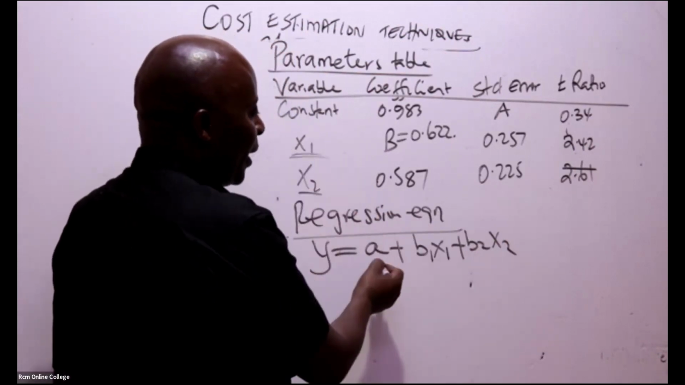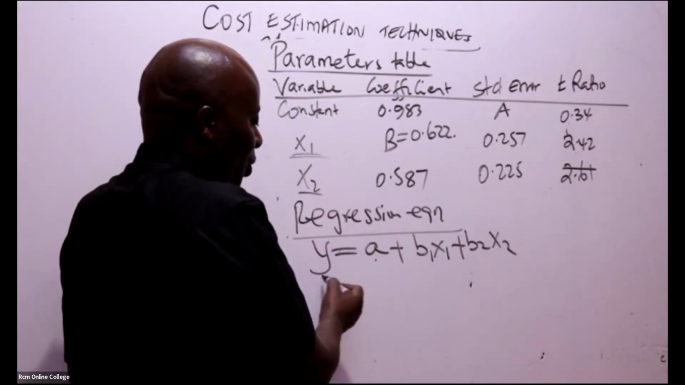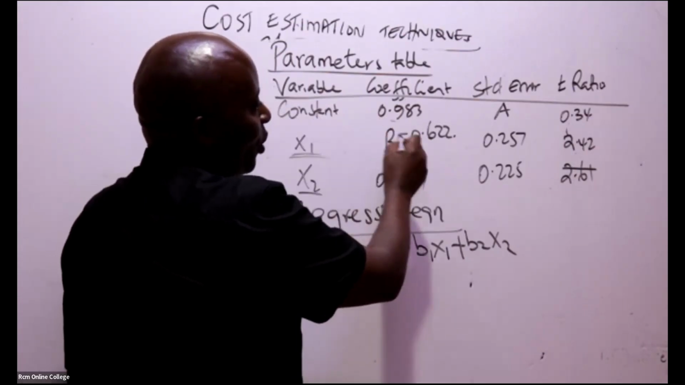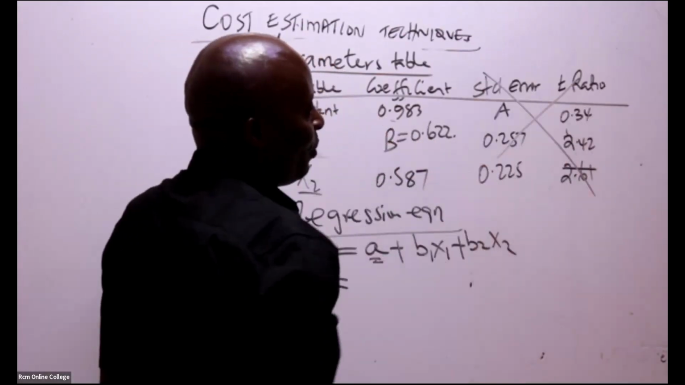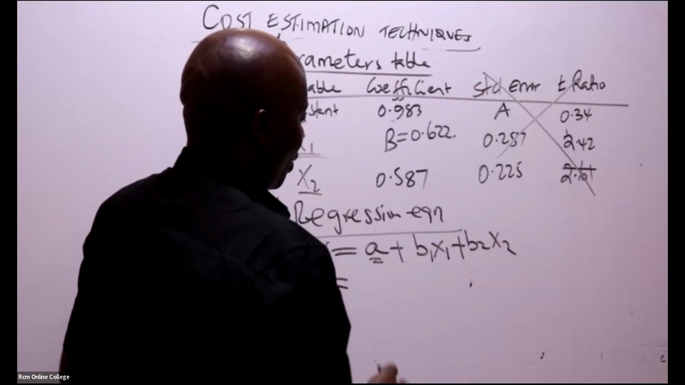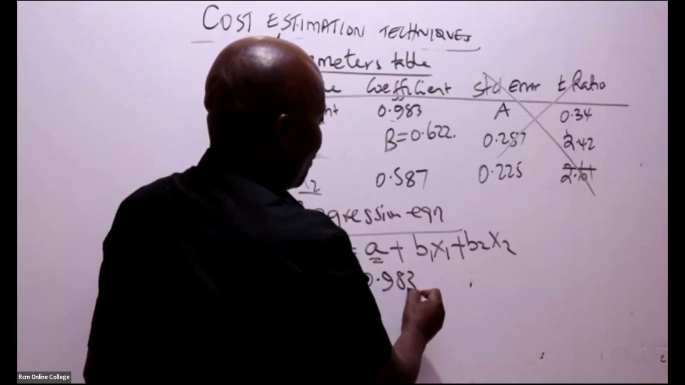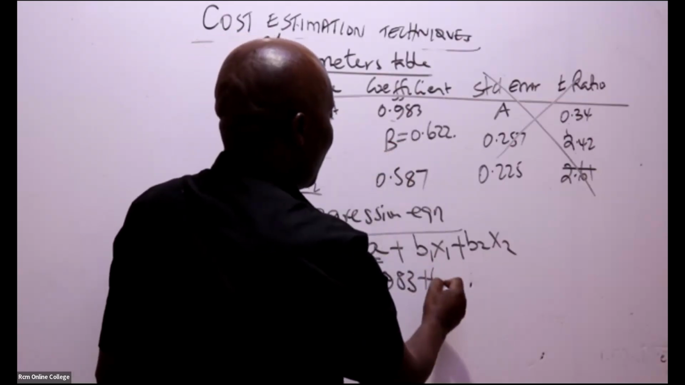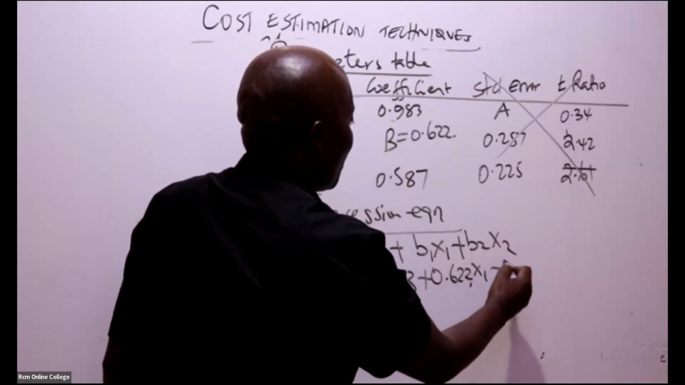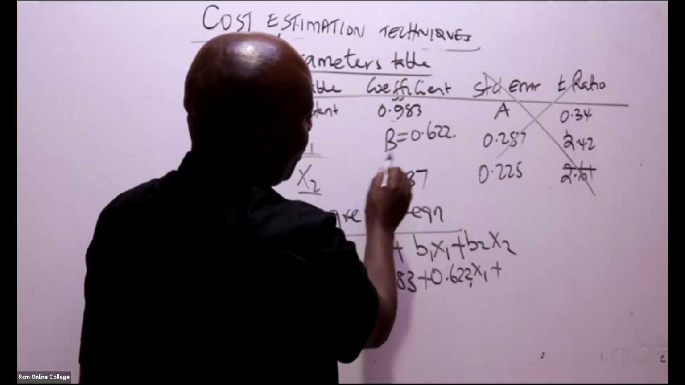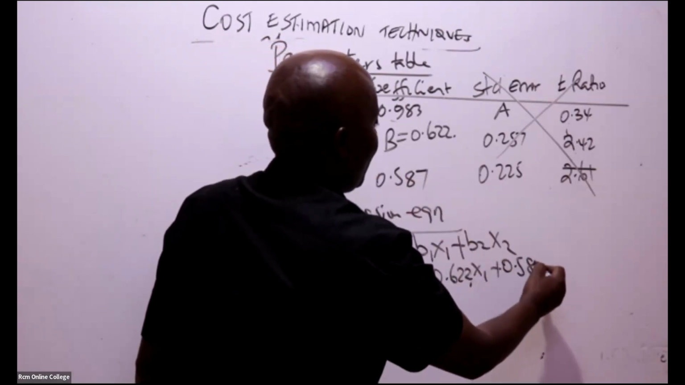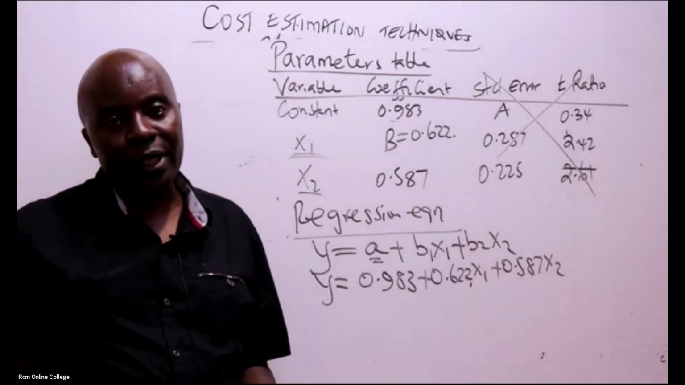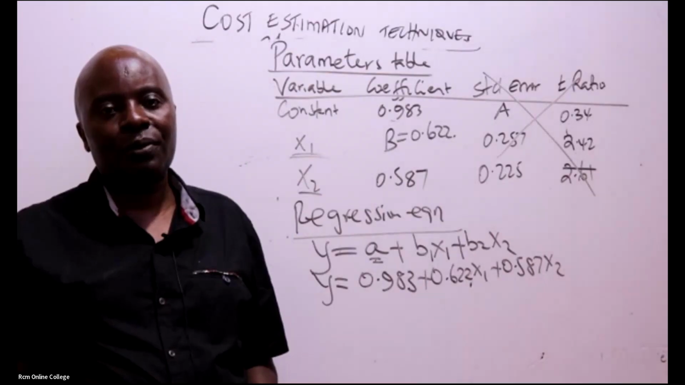Remember, A is the constant coefficient, which is this one. Now remember, these 2 are irrelevant in terms of equation formation. We are only looking at these parameters. So the constant is 0.983 plus the coefficient of X1, which is this one here, 0.622 X1, plus the coefficient of X2, which is 0.587 X2. This came last semester, and most of you were not even able to answer that question. It was a straightforward question.